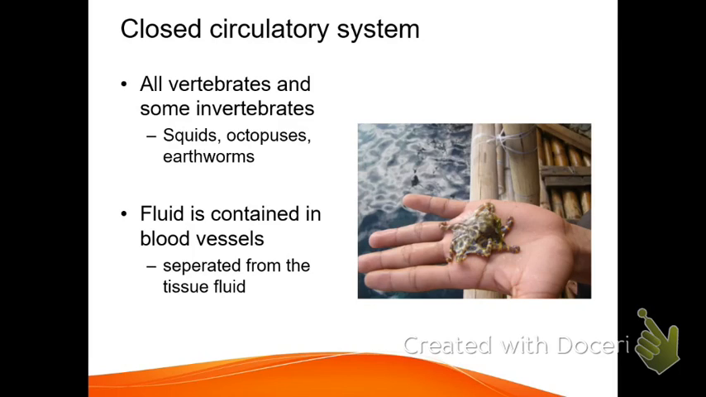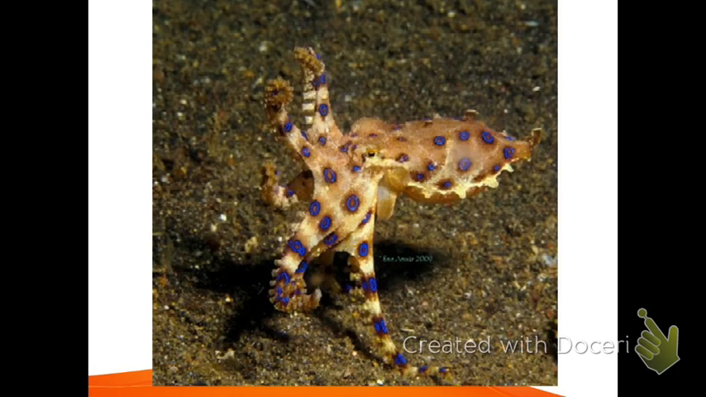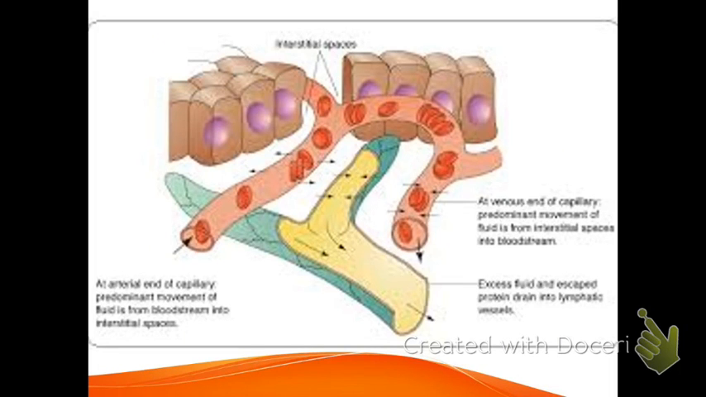And the main difference here is that the fluid is contained in blood vessels. Structurally, this is the main difference. Of course, we also have blood and not hemolymph, but in terms of what you can see, blood vessels. So now we're separating our blood from our tissue fluid. That's a picture of an octopus. So we have our blood here, and our blood is contained within these tubes.